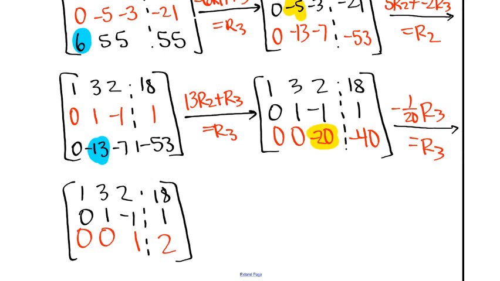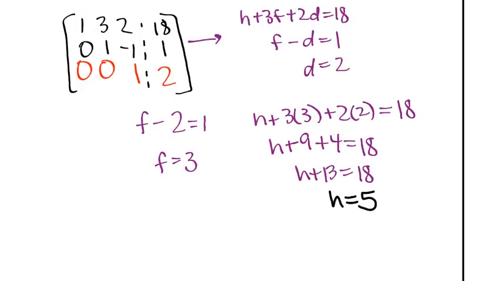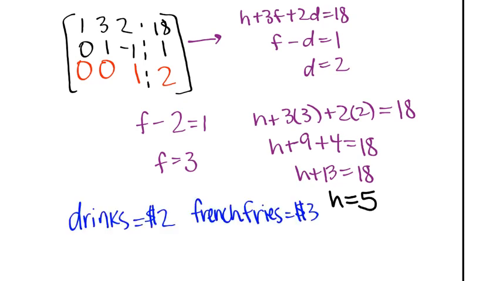So your next thing is you could write out those equations and then solve them. You can also keep going to get it in reduced row echelon form. The next one we're going to do, reduced row echelon form, but right now we're going to go ahead and write out our equations in order to solve them. So we have this equation written out. We know what our d value is. We're going to substitute and then solve. Whenever we substitute and solve, we get that the drinks are $2, French fries are $3, and hamburgers are $5.